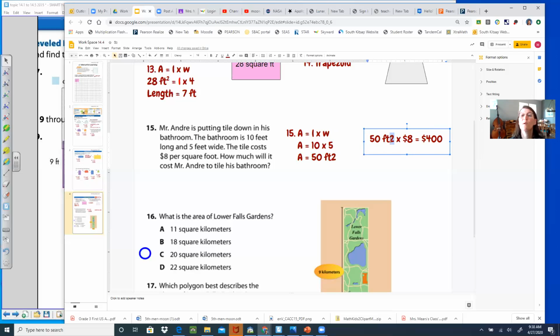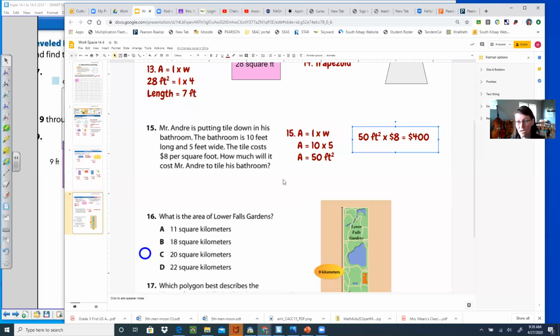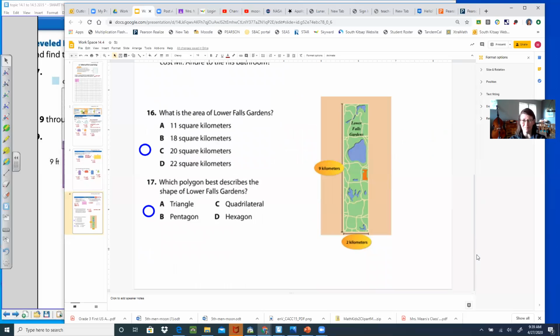So now I'm gonna go back and make that the little superscript. There we go, superscript. And I'm gonna see if I Control C and Control V if I can do it that way. Oh, yay, it worked. So it would cost him $400 to tile his bathroom. And when Ms. Hadelstadt and I are checking your work, we want to see all this work, not just that you came up with $400. So if you just came up with $400, I know you just borrowed my answer.